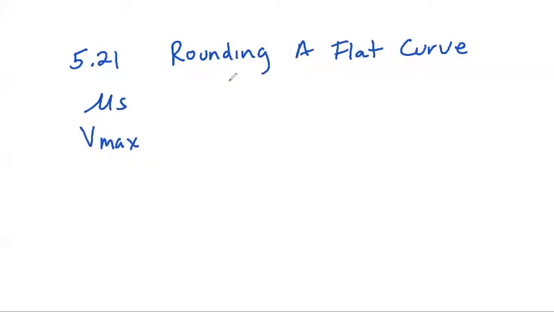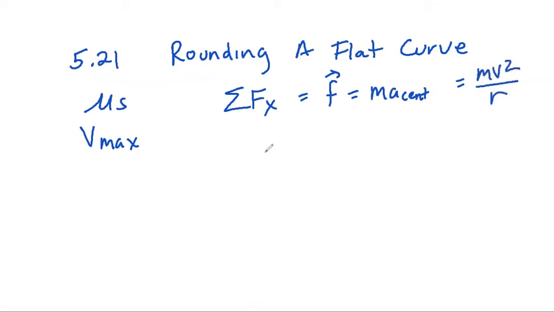All right, so here we go. We've got the sum of the forces in the x. And remember, it's flat. So we know that if it's not going to slide, the friction has got to equal that centripetal force. So F equals m a centripetal equals m v squared over r. And the sum of the forces in the y is equal to the normal force minus mg equals 0. So now I'm going to work with this.